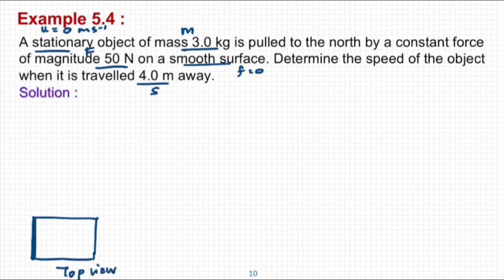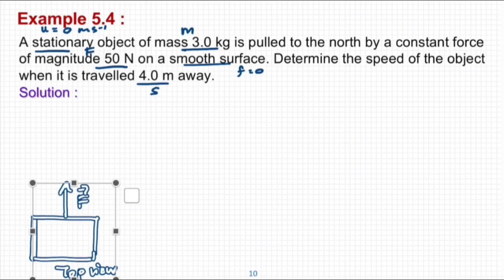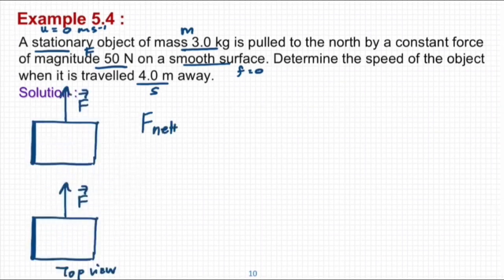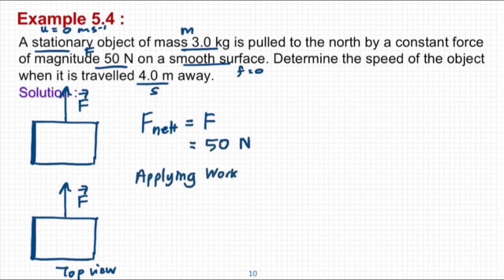So you can draw a diagram to visualize the question. This is a top view, meaning we are viewing this from above. We have an object which is pulled by a force with magnitude of 50 Newton. And then once the force is pulling, the object will move for 4 meters. Since there is no frictional force, there's only one force acting on this object, which is force F, and that will be equal to our net force. And then we want to find V, speed, so we have to use the work kinetic energy theorem, because from the formula of kinetic energy we can get the speed.